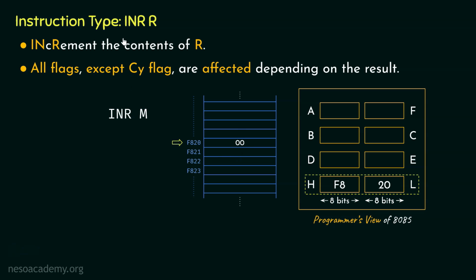And that's the reason for the instruction type INR R, all flags except CY flag are affected depending on the result. So I believe the concept of the instruction type INR R is clear to you. Remember, INR mnemonic stands for increment, and the instruction type INR R means increment the contents of R. Now by R, we are mentioning all the different registers, including the GPRs and the accumulator, also the memory element which will be pointed by the HL register pair. Additionally, the instruction type INR R falls under the category of 1 byte long instructions.